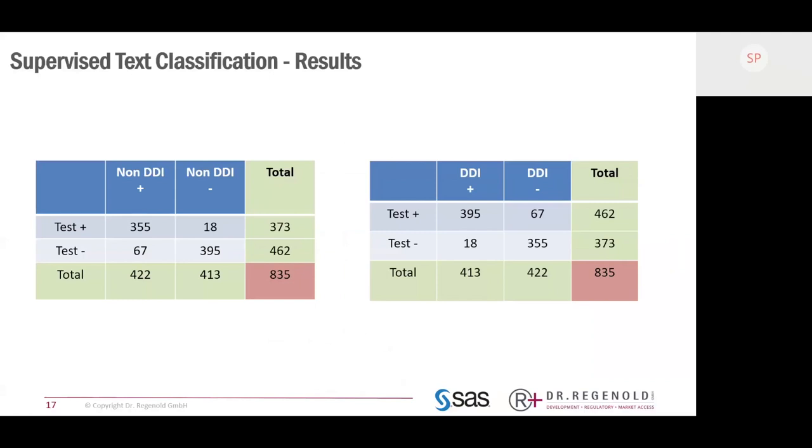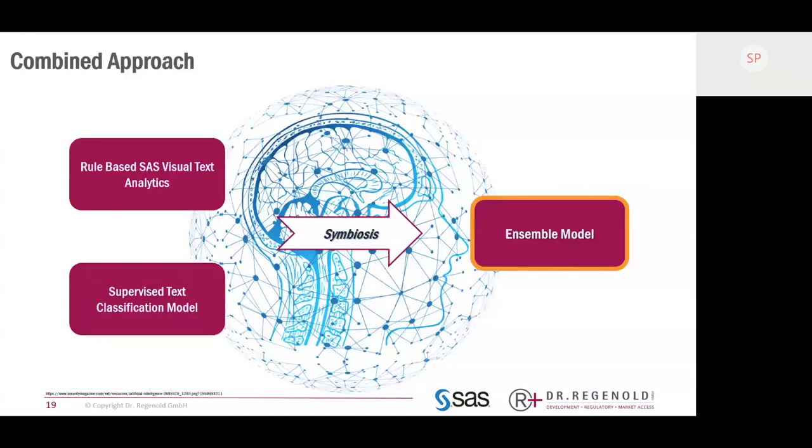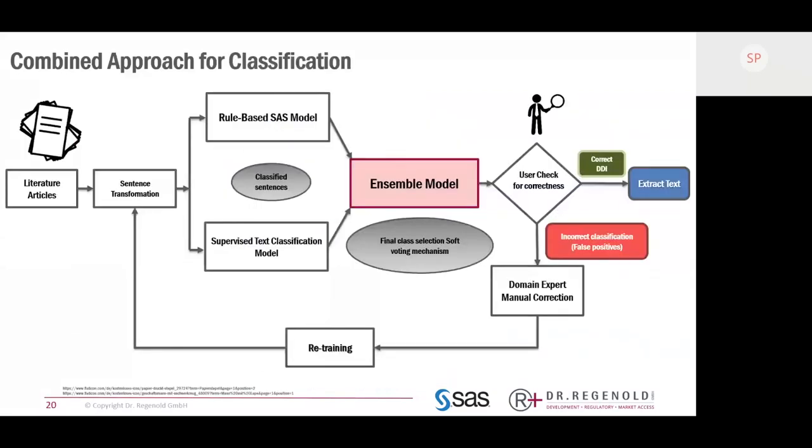Next slide, please. And then we'd like to present the combined approach. The hybrid approach involves integrating the results from both rule-based and machine learning approaches using an ensemble model. Here in this slide, you can see that we use a similar kind of classification, but the main idea is to classify every statement in the document using both approaches.